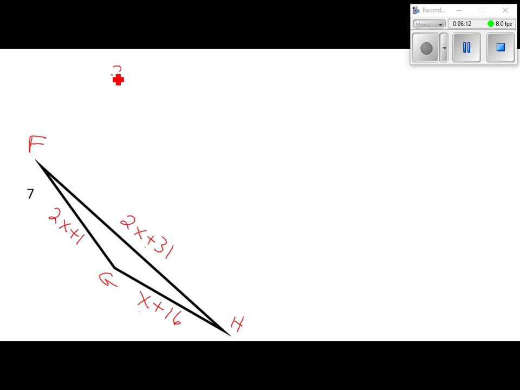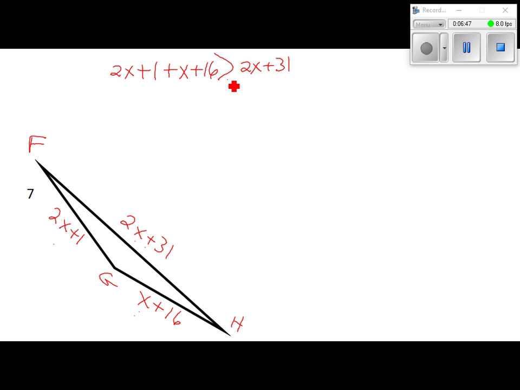So the first thing I'm going to do, I'm going to set this up: 2x plus 1 plus x plus 16. That's these two sides added together, and that should be greater than the third side, 2x plus 31. Hopefully you remember solving inequalities in algebra. Sort of the same thing as solving equations. You do the same steps. The only thing that's different is when you divide or multiply both sides by a negative, the inequality symbol flips around. So if it's a greater than, it becomes a less than, and so on.